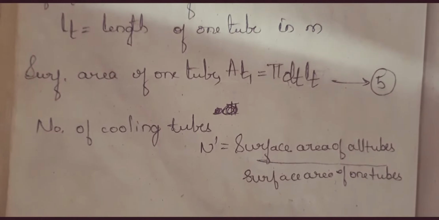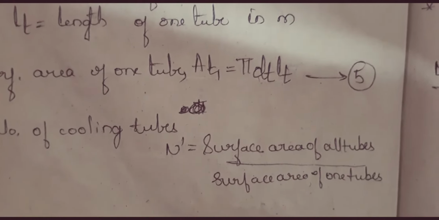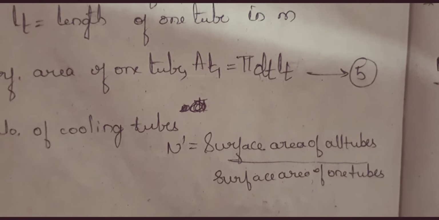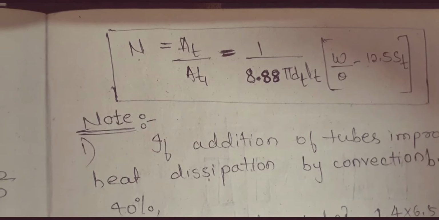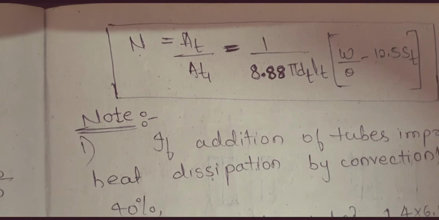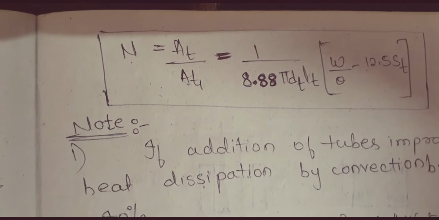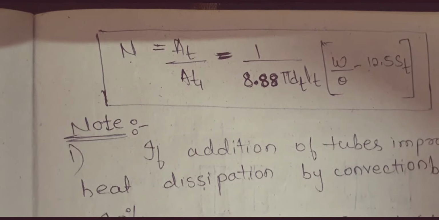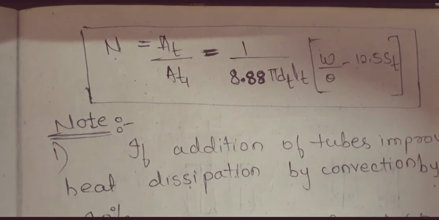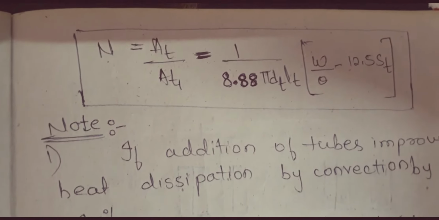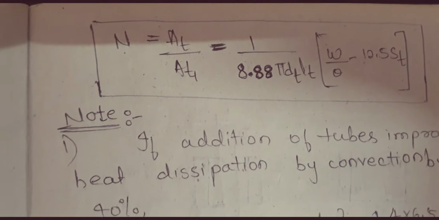Therefore, the total number of cooling tubes, capital N, can be calculated as the ratio of the surface area of all cooling tubes divided by the surface area of one cooling tube. I can write this as capital N is equal to AT by AT1. After substituting the values of AT and AT1, we get the above equation as 1 by 8.88 pi dt LT into the bracket W by theta minus 12.5 St.